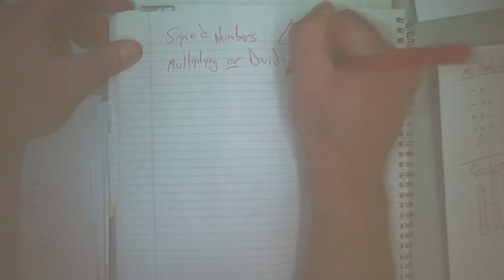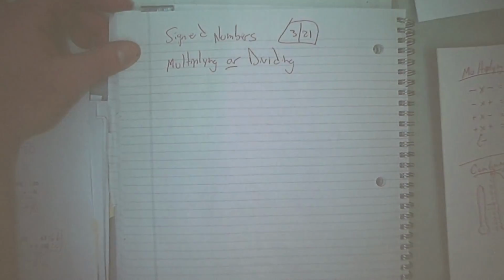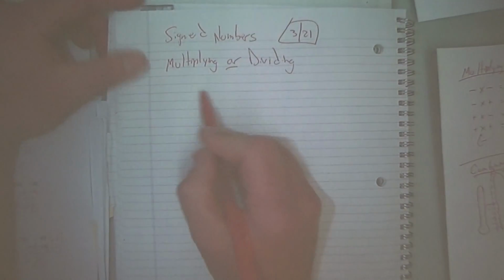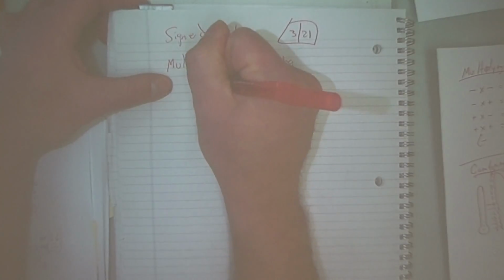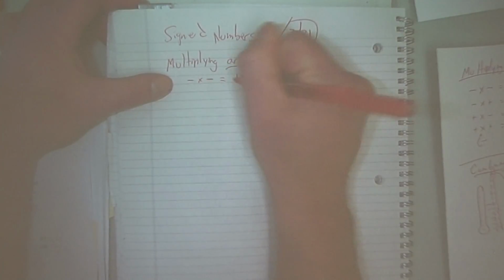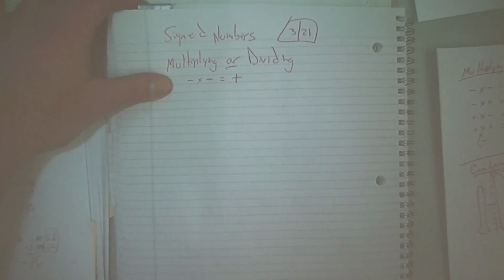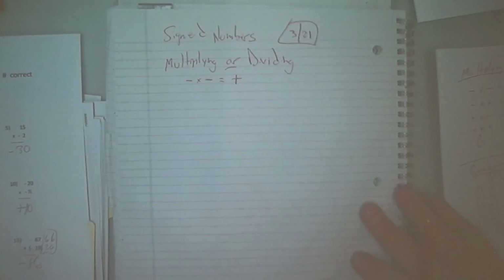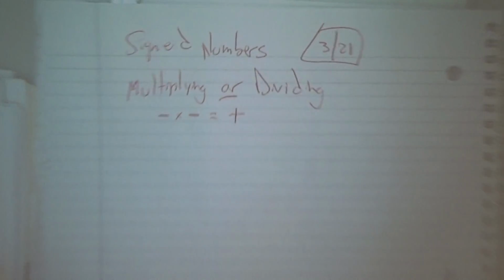All right, when we are multiplying or dividing, if I have a negative times a negative, it equals a positive. All right, do you understand that? Does that make sense? A negative times a negative is a positive.